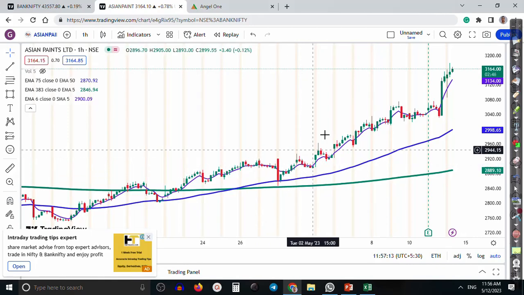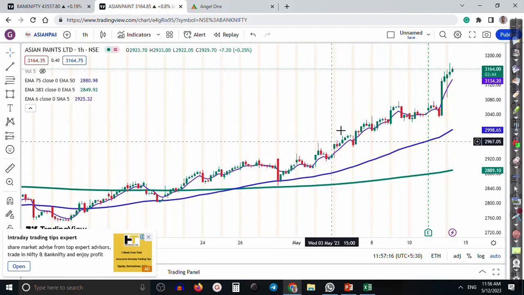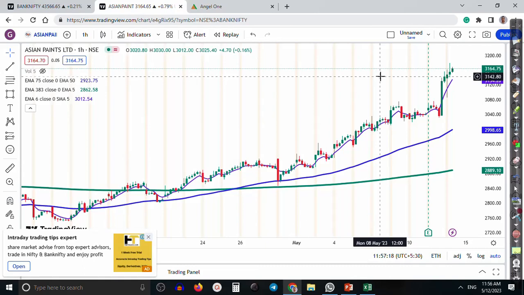So I enter here, but price goes up straight toward the north. So definitely I'll be profitable.